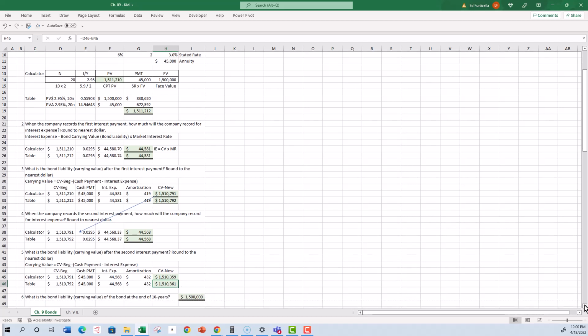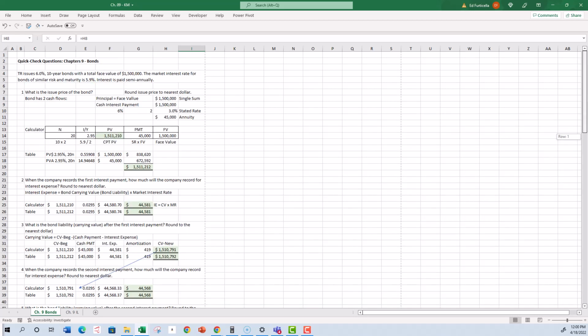What's the bond liability at the end of 10 years? The bond liability at the end of 10 years will be the face value of the bond, $1,500,000. Here's a point you want to remember. Whenever the stated rate is greater than the market rate, it's more. And more means that people will pay us more than the face value of the bond.